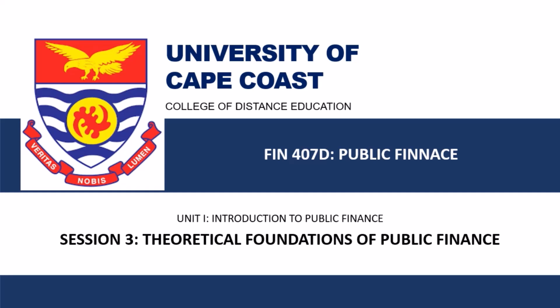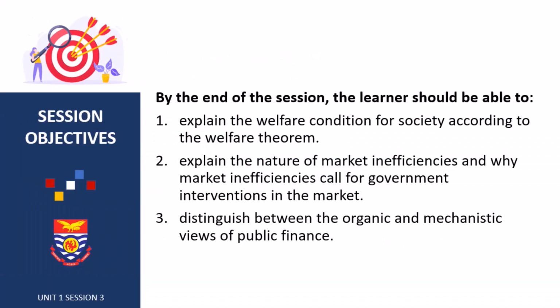In this session, we will discuss a set of tools that would assist us to appreciate why government intervenes in the private market by imposing taxes, regulations, and stimulating spending. At the end of this session, we should be able to explain the welfare condition for society according to the welfare theorems. We should also be able to explain the nature of market inefficiencies and why the government needs to intervene. We should also be able to distinguish between the organic and mechanistic view of public finance.